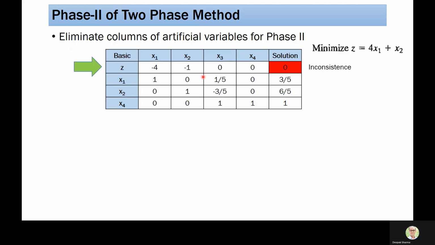Now, as you can see, the value of Z is inconsistent. Why? Look at the values: x1 is 3 by 5 and x2 is 6 by 5. If I put them into my objective function, it is not going to be 0.